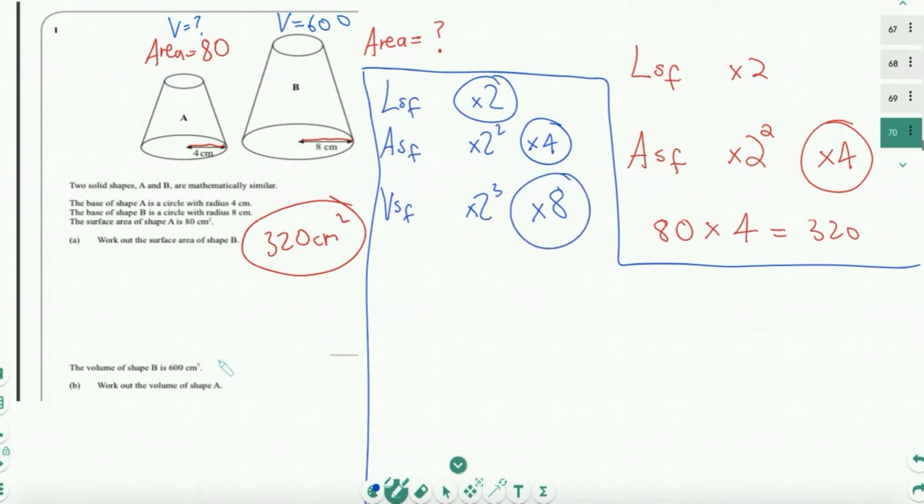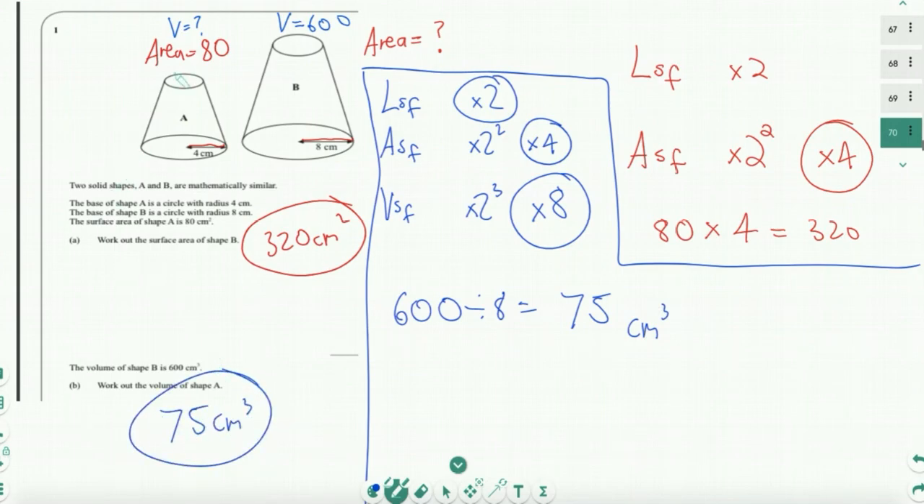So, since the volume of the big shape is 600, to get to the volume of the smaller shape, we got to divide by 8. So we'll do 600 divided by 8, which is 75. And that's going to be the volume of the smaller shape.